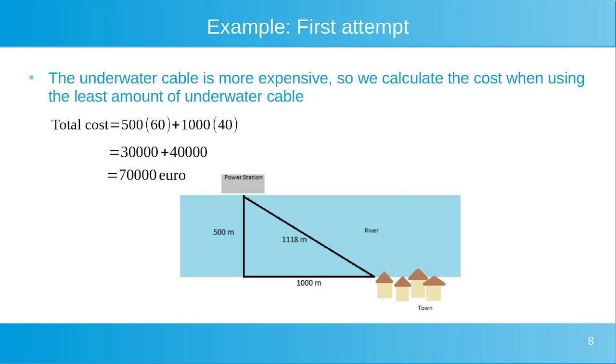The underwater cable is more expensive, so we calculate the cost when using the least amount of underwater cable. By going underwater directly 500 meters across to the bank and then going 1,000 meters along land to the town, the total cost would be 500 meters underwater multiplied by €60 per meter, plus the 1,000 meters under land multiplied by €40 per meter. That works out to be 30,000 plus 40,000, which is €70,000. So we have a cost for our first attempt.